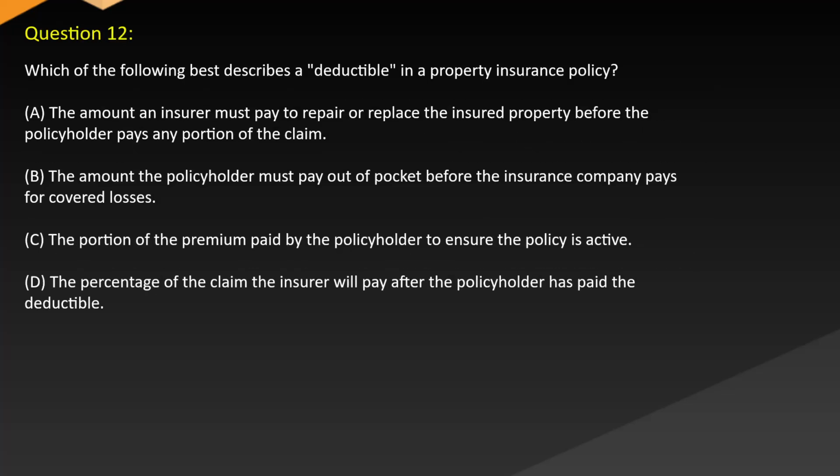Question 12. Which of the following best describes a deductible in a property insurance policy? A. The amount an insurer must pay to repair or replace the insured property before the policyholder pays any portion of the claim. B. The amount the policyholder must pay out of pocket before the insurance company pays for covered losses. C. The portion of the premium paid by the policyholder to ensure the policy is active. D. The percentage of the claim the insurer will pay after the policyholder has paid the deductible.